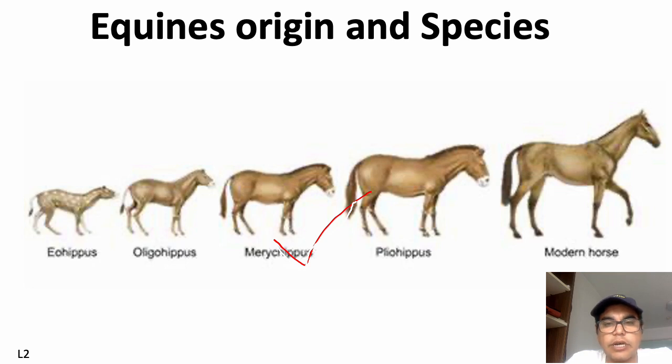And apart from the physical appearance, you can see there were also some structural changes which cannot be seen now in the modern horse, especially in the hooves. So we will discuss the origin, what the ancestor was and how the modern horse originated from that ancestor.